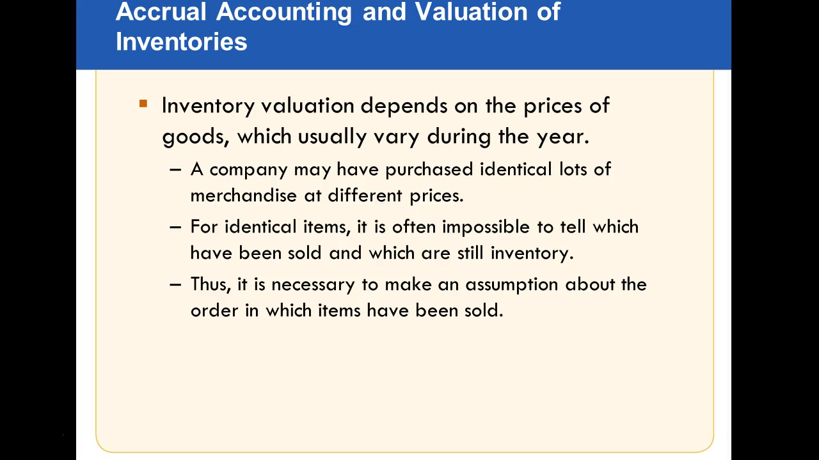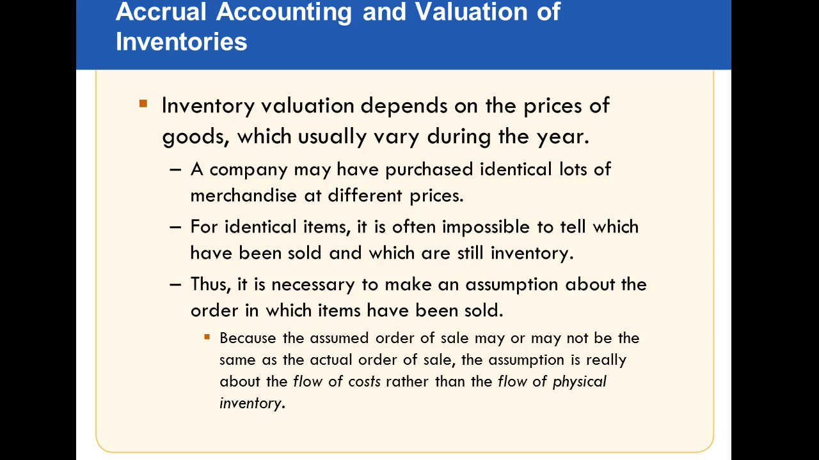It can get complicated. Because the assumed order of sale may or may not be the same as the actual order of sale, this assumption is about the flow of cost rather than the flow of physical inventory. So we care more about the cost of things. Not necessarily whether we used the latest piece of wood or the earliest piece of wood, but the cost of that wood. Okay?